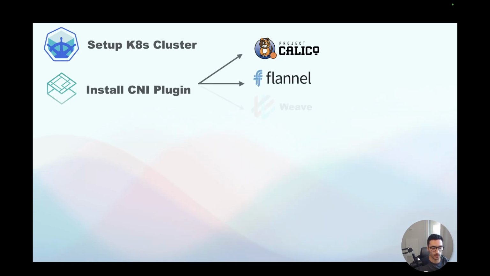Kubernetes uses Container Network Interface (CNI) plugins to manage network connectivity. Here are a few popular options: Calico for networking and security policies, Flannel, a basic networking option for small clusters, and Weave, which provides an easy setup with built-in encryption.